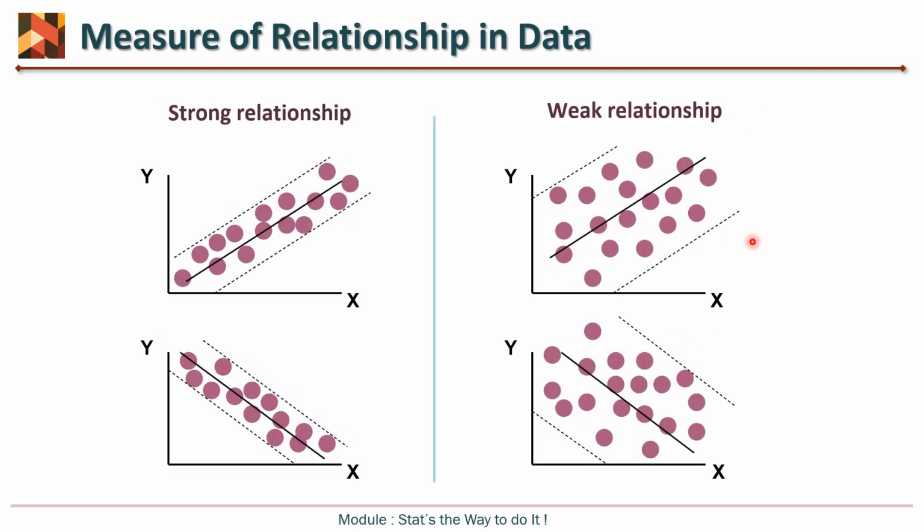Then let us talk about the quantum of relationship. What is the density of the relationship? You can see the black line is a straight line in which we are trying to fit the data. The more points that are nearer to the black line, the stronger the relationship. You can see here in the left graph, all the violet points are near the black line, while in the right side graph, the points are scattered away from the black line. So it is the indication of a weak relationship.